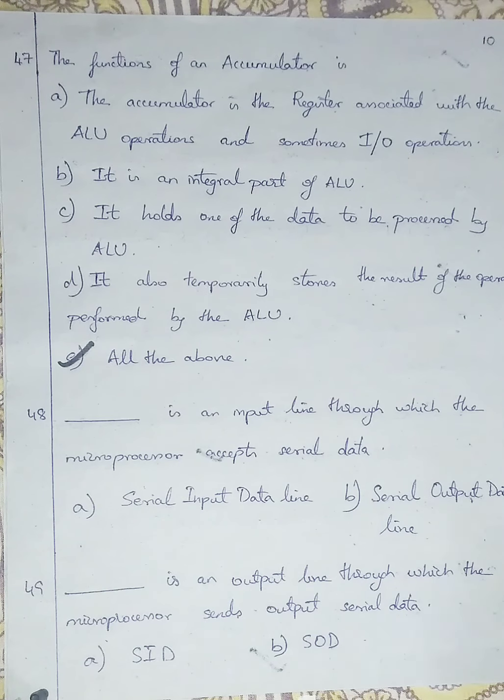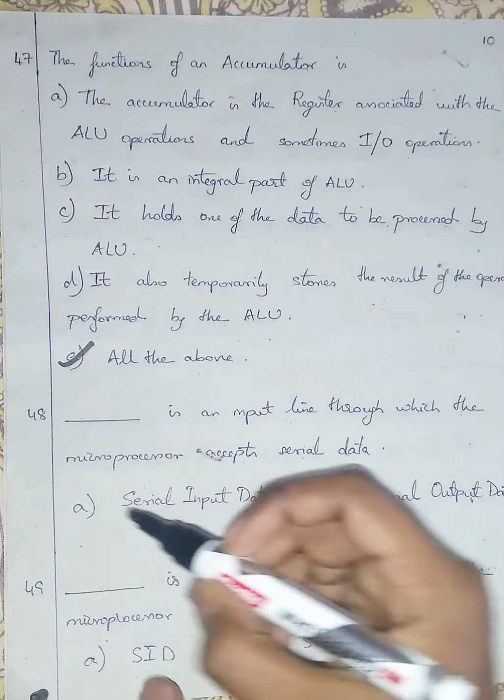Question number 48. Dash is an input line through which microprocessor accepts serial data. We have two serial data lines: one is the serial input data line and the other is the serial output data line. It's definitely the serial input data line, because the word input says that it is the serial input data line, the line that accepts input data. So I'm going with option number A, serial input data line.